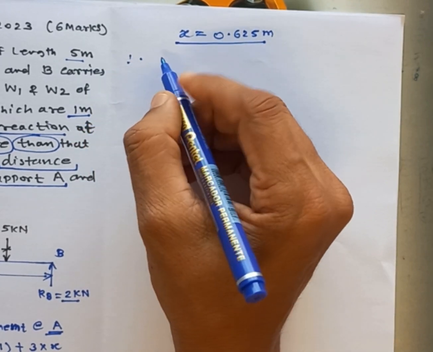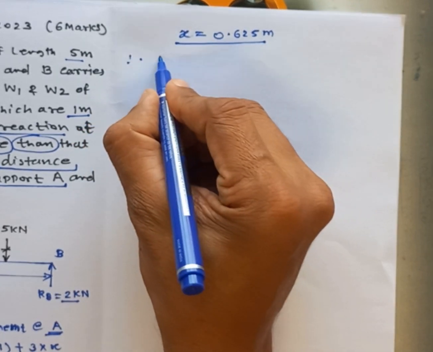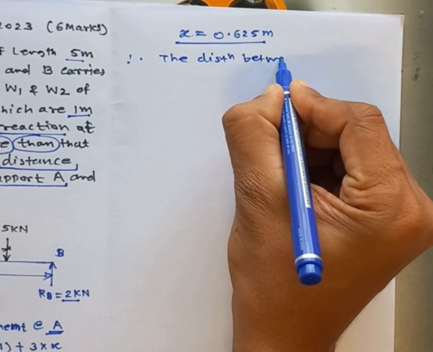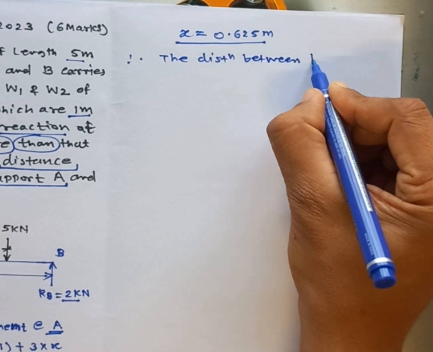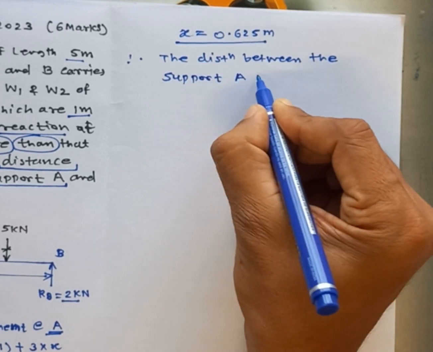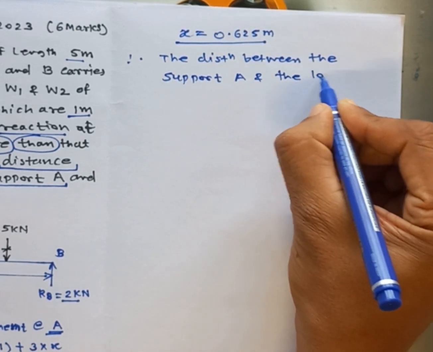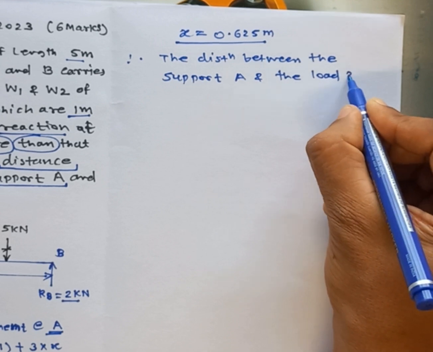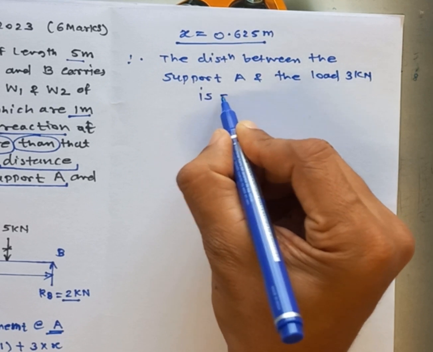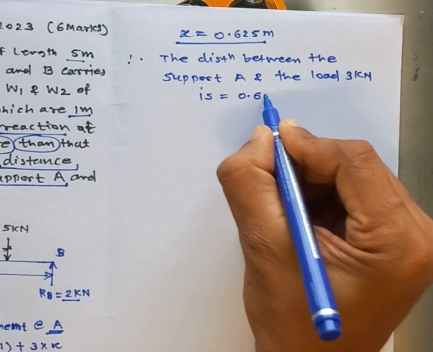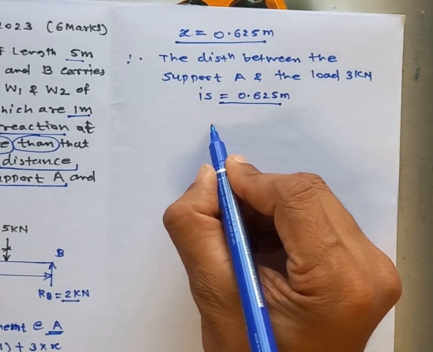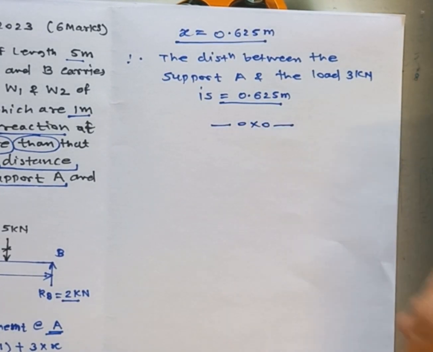Hence the distance between the support A and the 3 kilonewton load is equal to 0.625 meter. This is the answer, and this is what is expected for 6 marks. I hope it is clear.